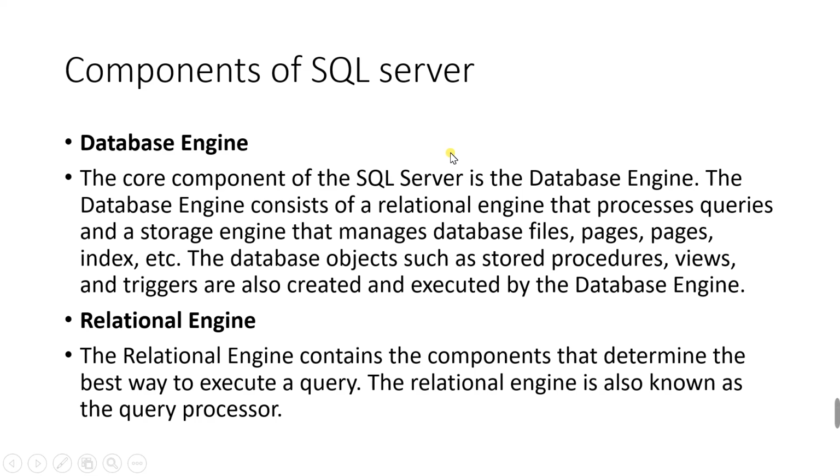So what are the components of SQL Server? Basically there are two components: one is the database engine and the second is the relational engine. The core component of SQL Server is the database engine. The database engine consists of a relational engine that processes queries and a storage engine that manages data files, pages, indexes, etc. The database objects such as stored procedures, views, and triggers are also created and executed by the database engine.